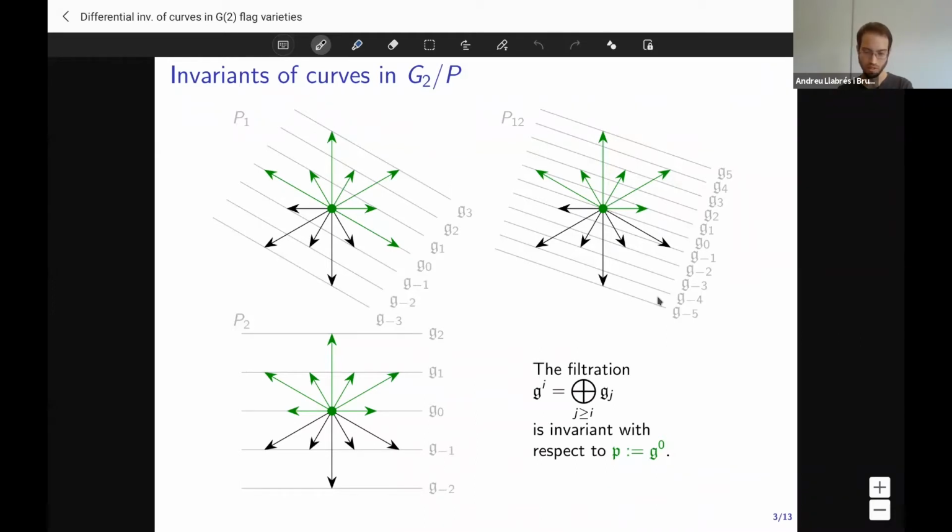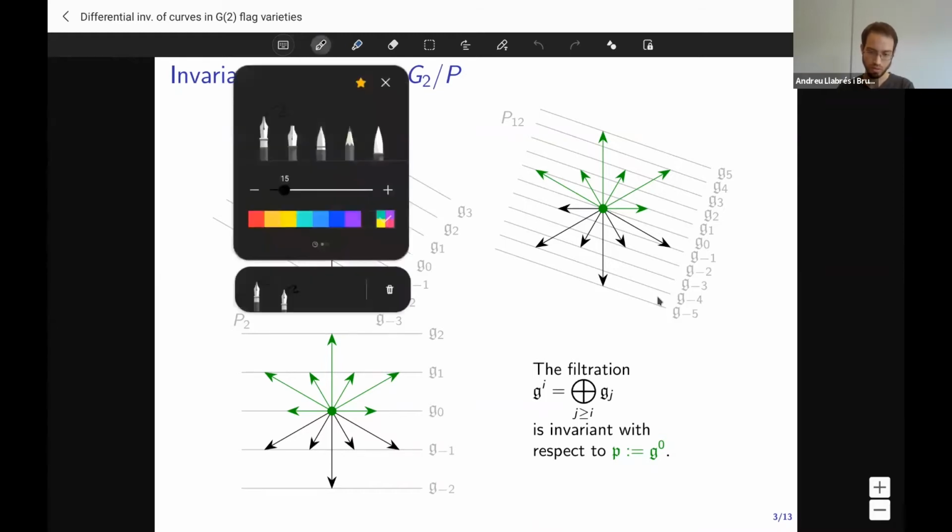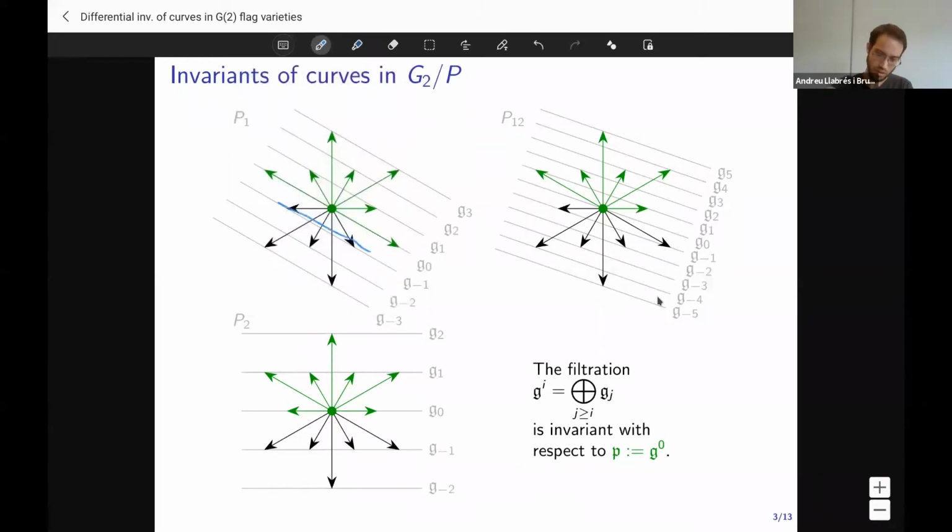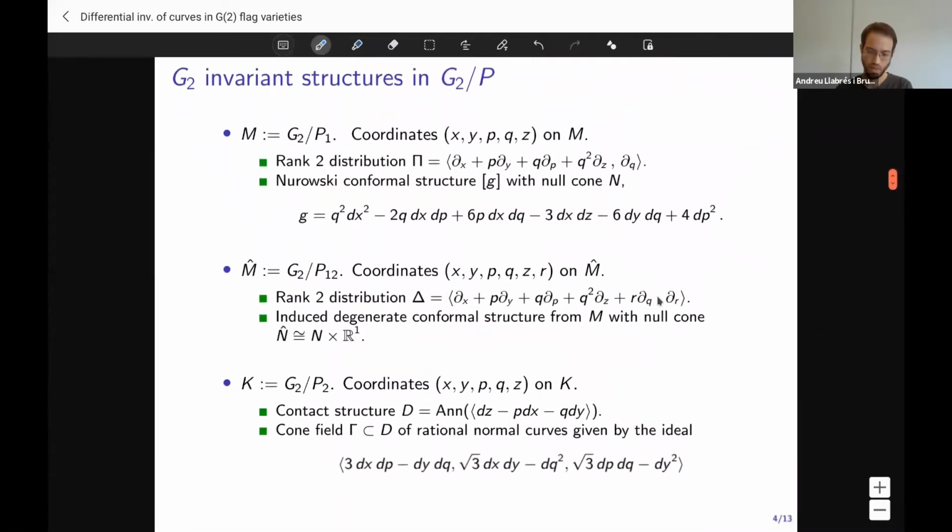In particular, we see here in the first diagram that we have a rank 2 distribution, and it has growth vector 2, 3, 5. Whereas in G2 mod P12, we also have a rank 2 distribution that has growth vector 2, 3, 4, 5, 6. And in G2 mod P2, we have a contact structure.